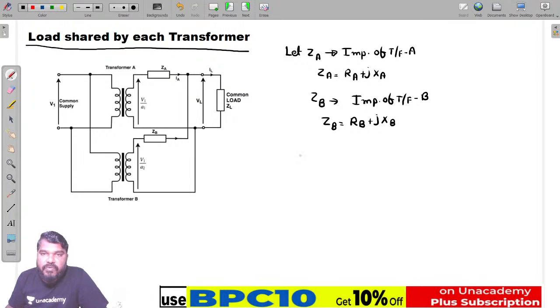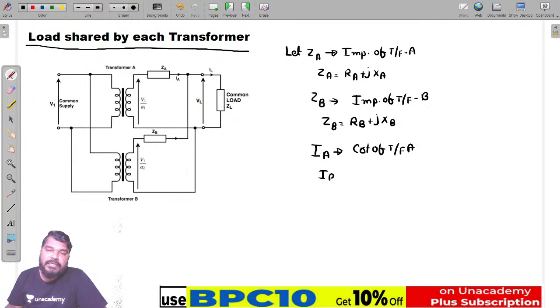Next, IA is a parameter: the load current that flows through transformer A. IB is the current that flows through transformer B. What about ZL here? ZL is the load, and IL is the load current.